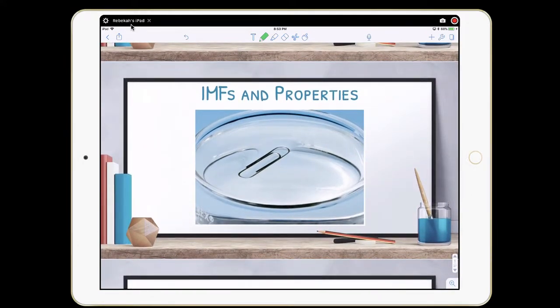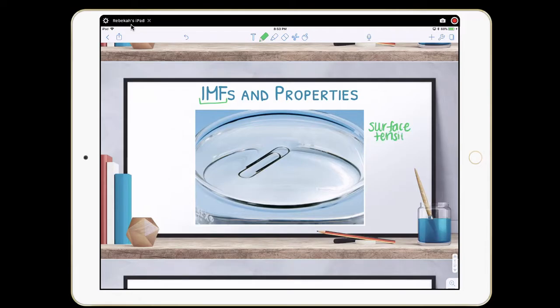So we're going to look at the intermolecular forces. I'm going to call them IMFs, and the different properties. So what is the property you think that's looked at in this picture here? There's a paperclip floating on this water. So this is going to be the property of water to have this surface tension.